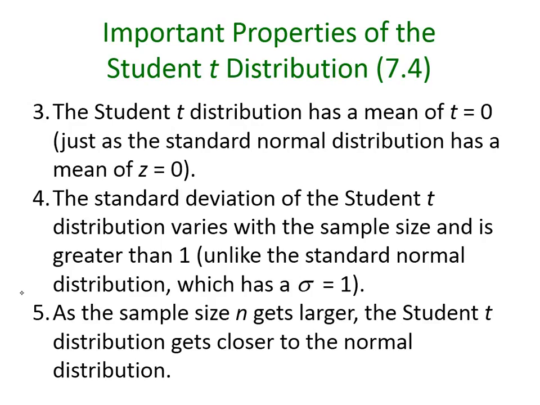The standard deviation of the student T distribution varies with the sample size and is greater than 1, unlike the standard normal distribution, which had a population standard deviation of 1. So your standard deviation is not staying consistent from one value to another. As the sample size n gets larger, the student T distribution gets closer to the normal distribution. These are all things I've mentioned off and on, but I wanted to put them all together to make it a little easier to know what we're dealing with when we talk about the student T distribution.